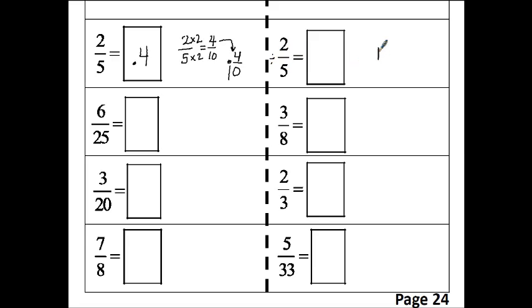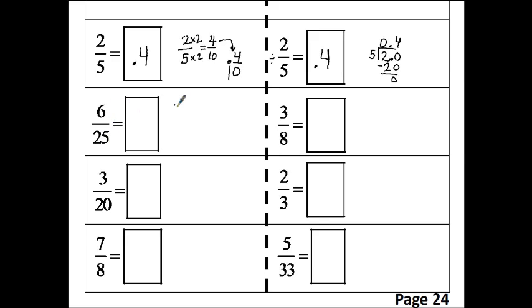I could also show how to do 2 divided by 5, and this method will always work. So 5 goes into 2 0 times, and 5 goes into 20 4 times with 0 left over, so we see 2/5 is equal to 0.4, but there are multiple ways to get to that answer.